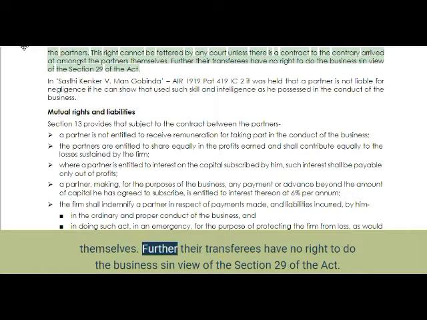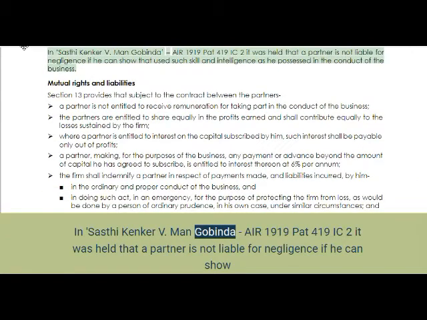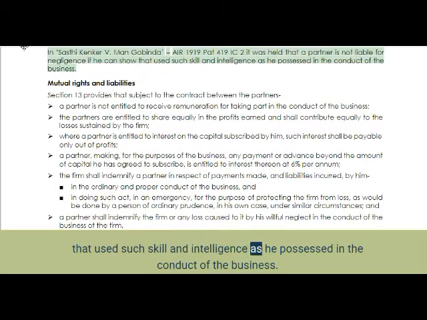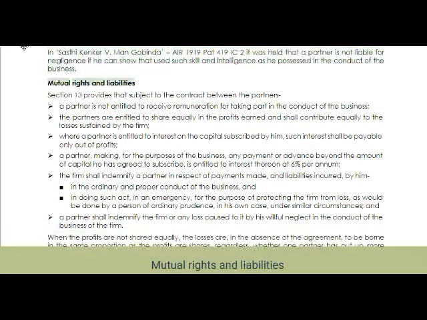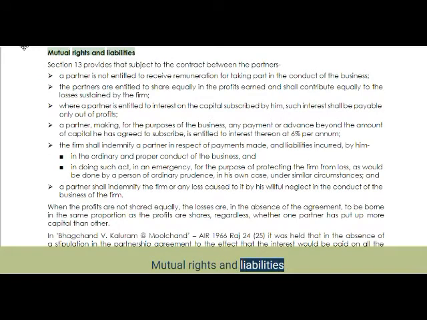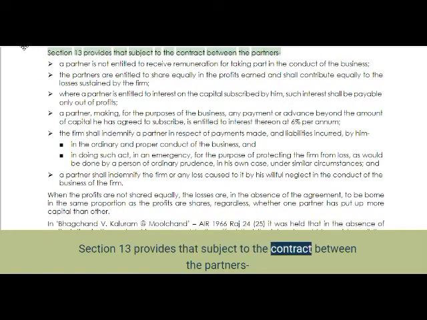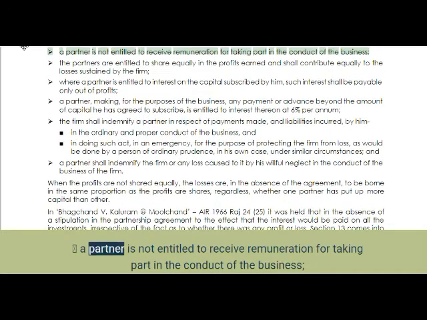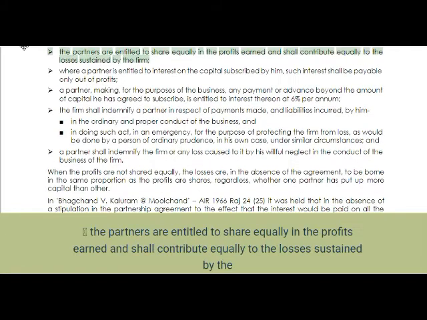Conduct of business. Section 12 provides that subject to the contract between the partners, every partner has a right to take part in the conduct of the business. Every partner is bound to attend diligently to his duties in the conduct of the business. Any difference arising as to ordinary matters connected with the business may be decided by a majority of the partners, and every partner shall have the right to express his opinion before the matter is decided, but no change may be made in the nature of the business without the consent of all the partners.